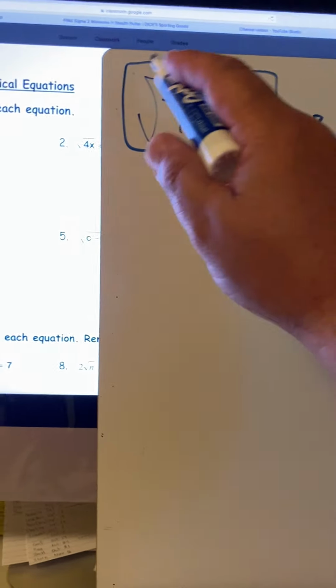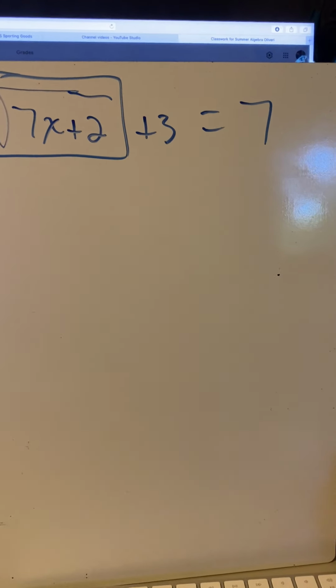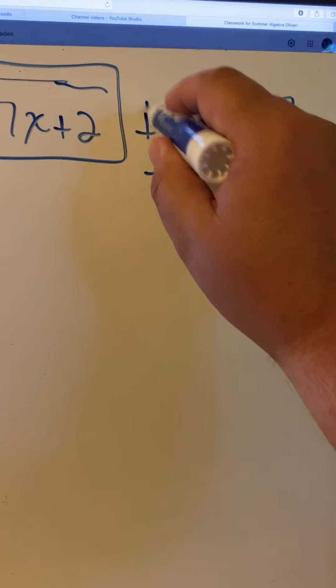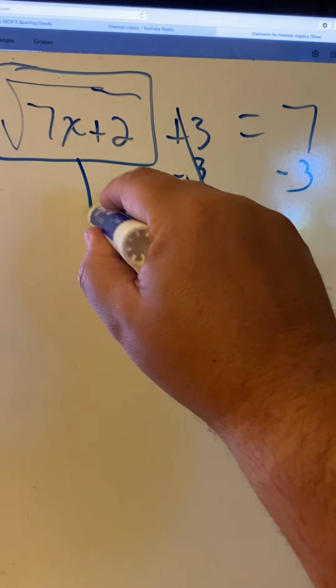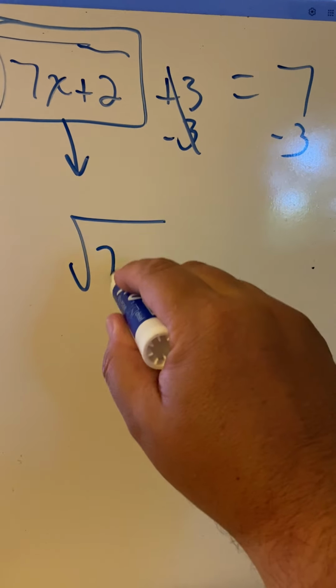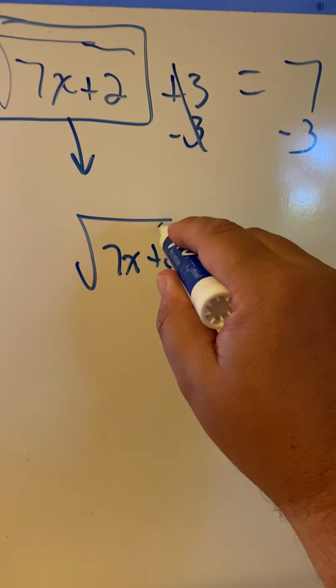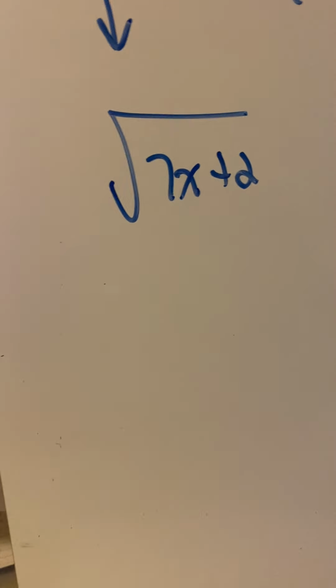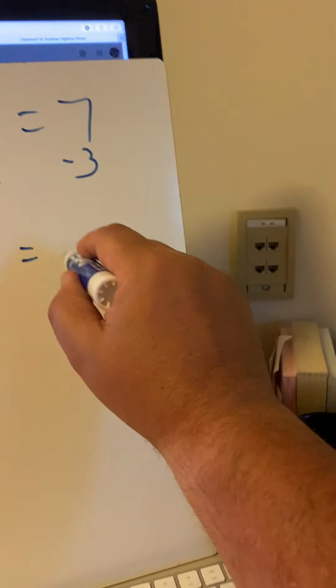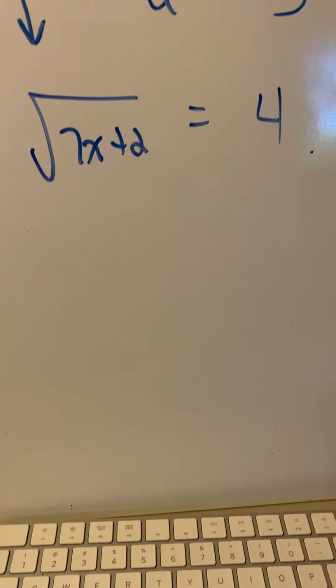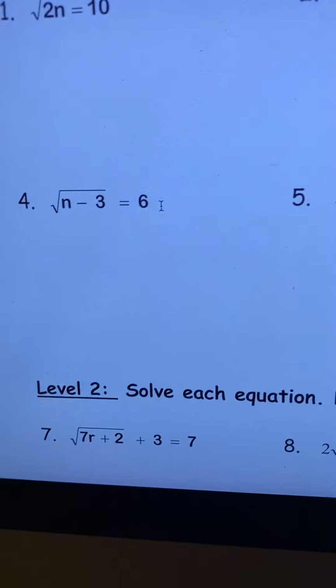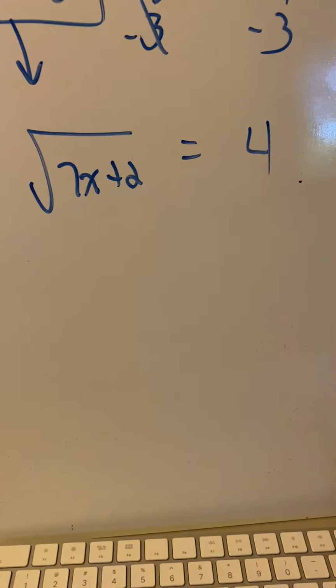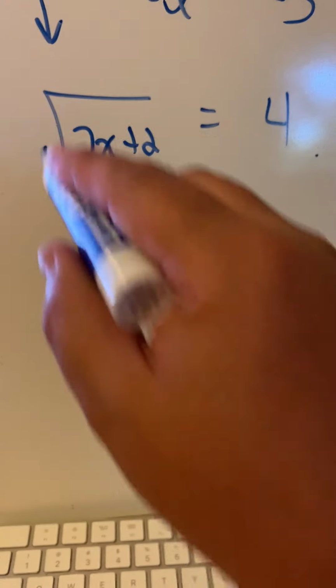In this, you've got to isolate the radical. So I've got to get rid of the 3. What is the opposite of a positive 3? It is a negative 3. And then I bring down my radical, which is 7x plus 2. Hey, look, it's just the radical now, and it equals 4. Now we've got it to a point like we did up here. You just have to solve the radical equation by squaring both sides.